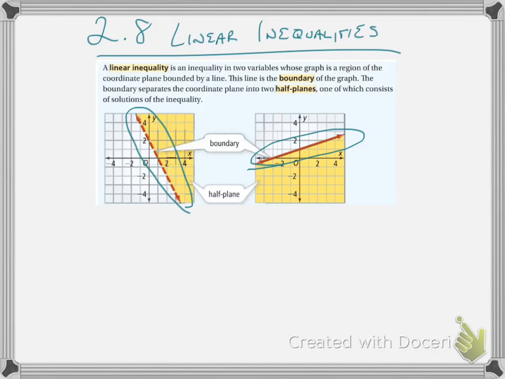Okay, if it's solid, that's when it's greater than or equal to, or less than or equal to, and when it's dashed is when it's just greater than or just less than. The dashed is kind of like the open circle on a number line. It's not shaded in, where the solid line is like the shaded-in circle on the number line before you shade one way or the other.